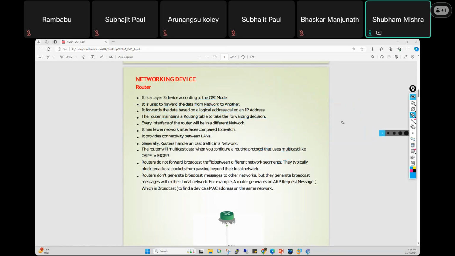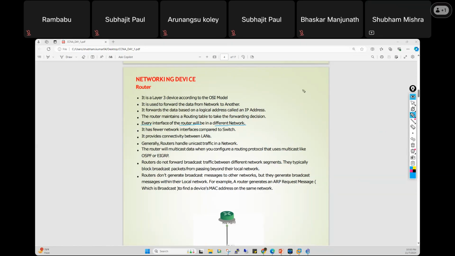Clear? So if anyone asks you what is the use of a routing table, basically in the routing table, the router stores the information about the network. Fine. So whenever any packet reaches the router, the router will forward that packet according to the routing table. Or you can say the router will take the forwarding decision on the basis of the routing table. All are the same. Clear?